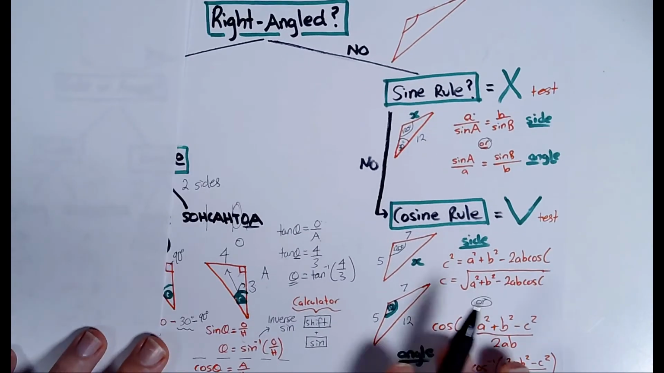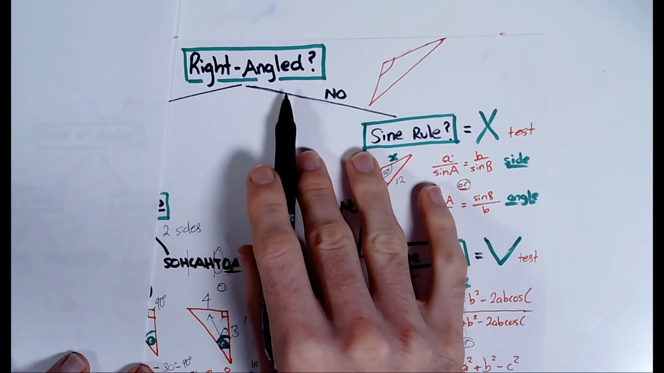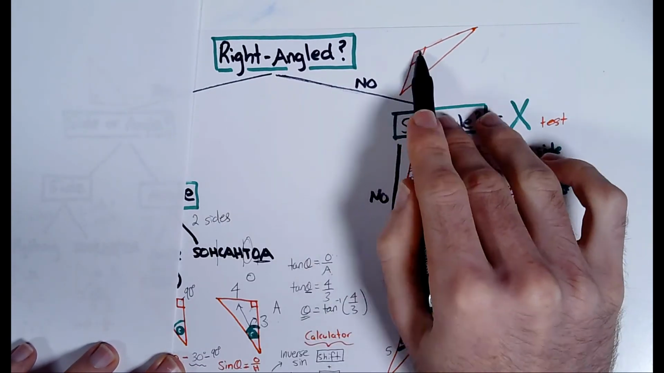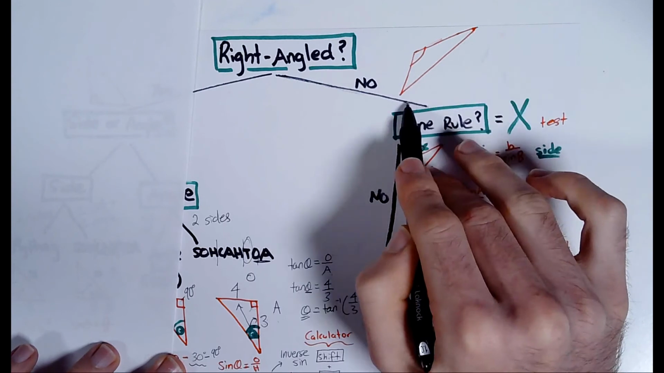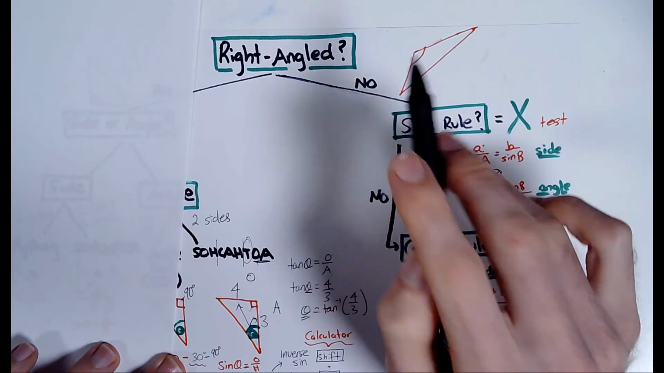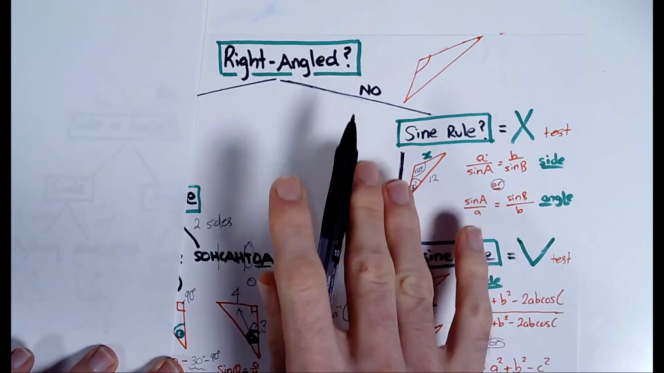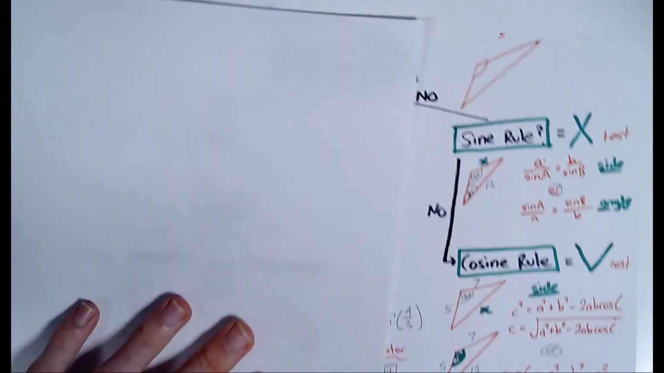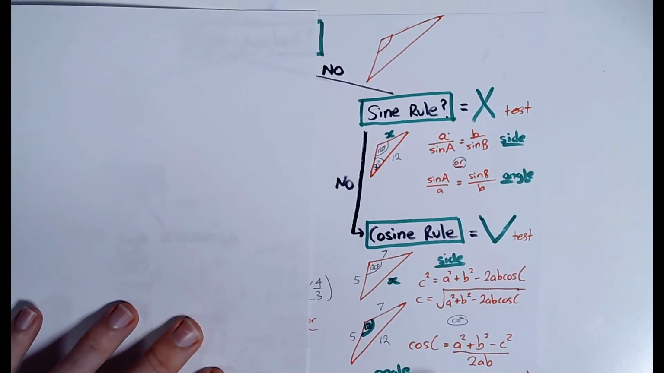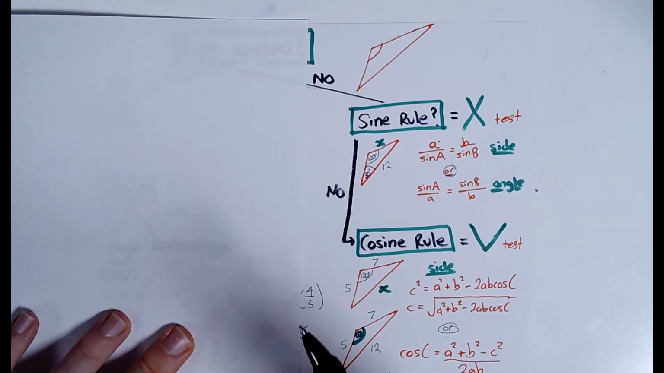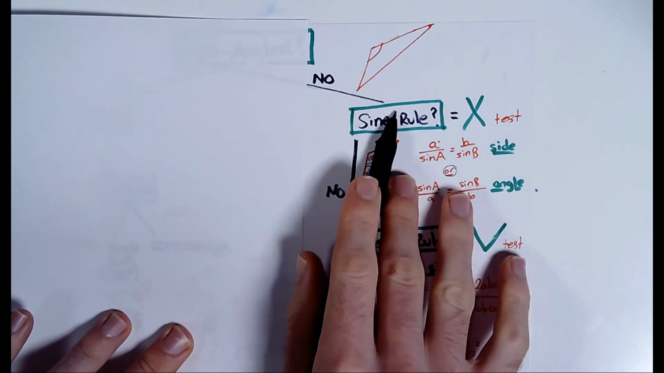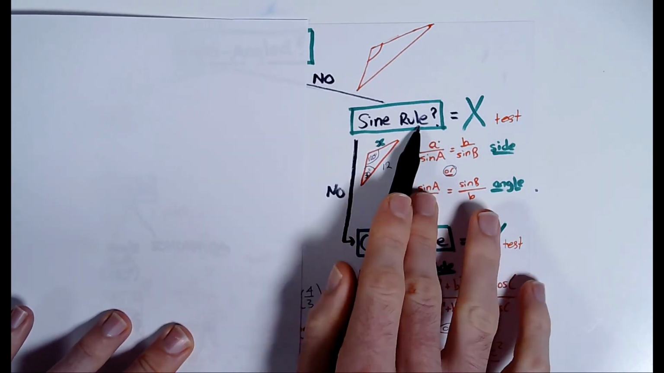What if we don't have a right-angled triangle? What if instead of being right-angled, there is no right angle? There's just angles other than 90 degrees. So a shape looking like this. Okay, we're still dealing with triangles, of course, but there is no 90-degree angle like you can see there. Well, in that situation, the first thing I recommend doing is not to ask yourself whether you're finding a side or an angle, but the first thing I do is test whether the sine rule applies.